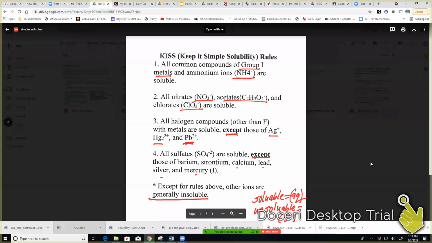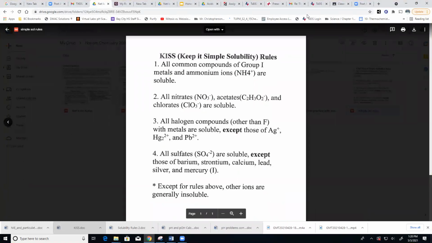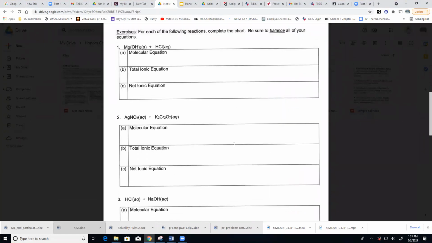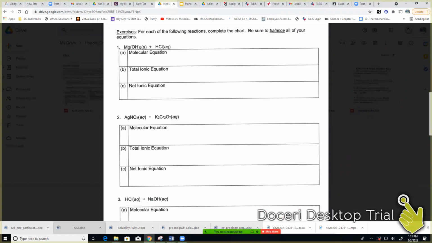All right, so let's just look at some of the practice, because that's the only way you can start seeing how they work. Or not the practice, the ones attached to the notes. So we just have to start off by predicting the products, which we've done before. So I have magnesium hydroxide, and at this point, it's a solid. And it's mixed with some hydrochloric acid that's in a water solution, so it's AQ.